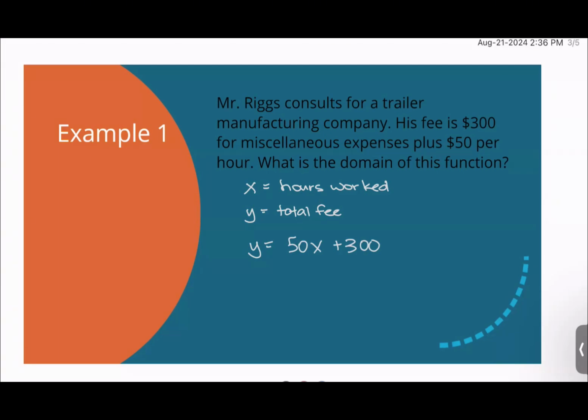We're not going to get anything less than $300 here for the fee. Notice that this is a function. There is exactly one fee for each number of hours worked. So if I plug in a different number of hours being worked, I will get exactly one fee to correspond with that. So every x gets exactly one y.